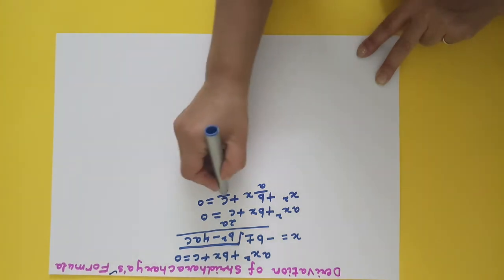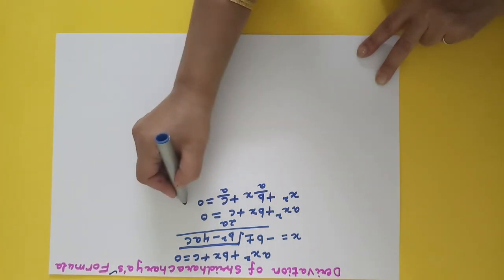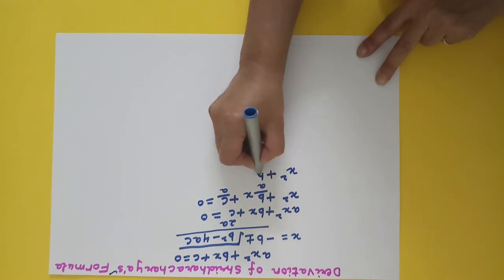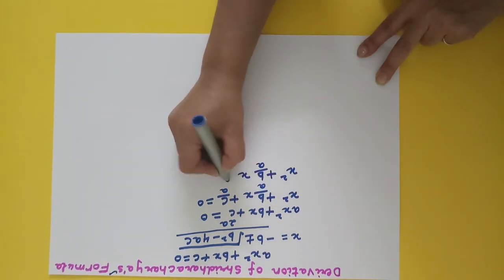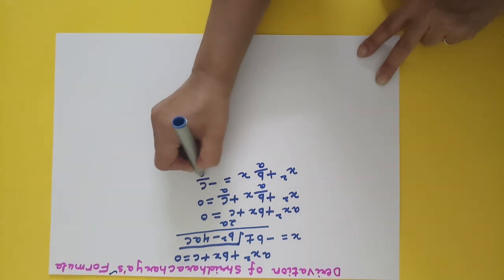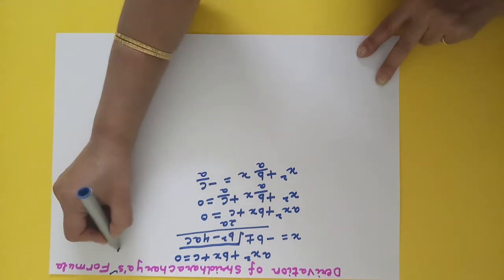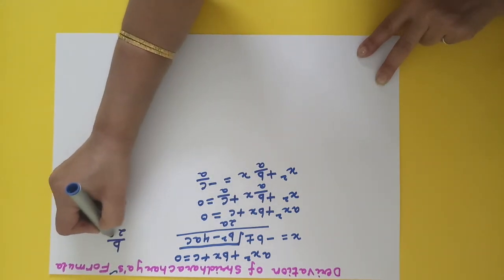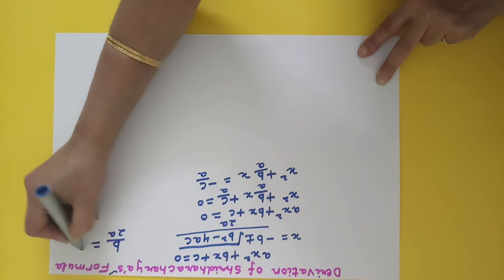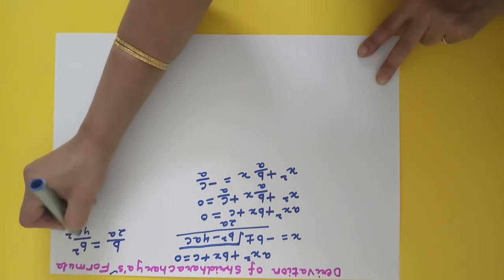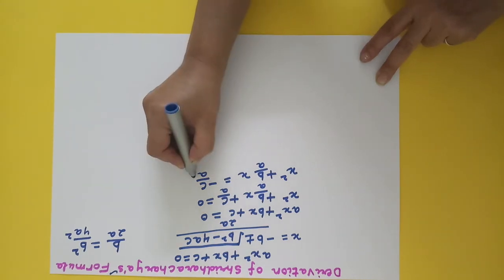The next step is that we need to shift the constant term to the right hand side. So what are we left with? x square plus b by a x equal to minus c by a. The next step is to take the coefficient of x and divide that by 2. So it becomes b by 2a. Now find the square of that. That becomes b square by 4a square. Now add this to both sides of this equation.